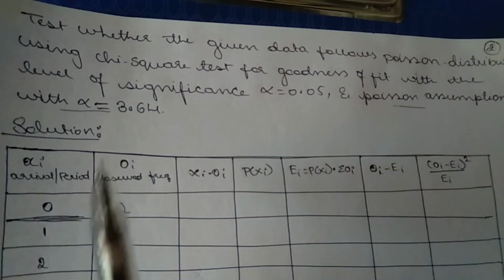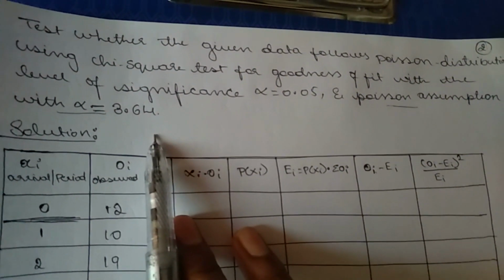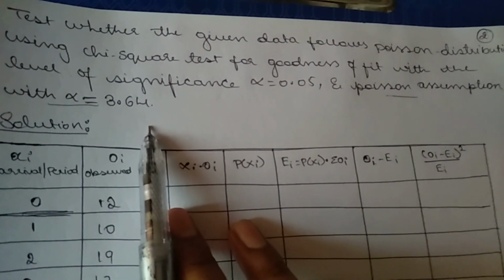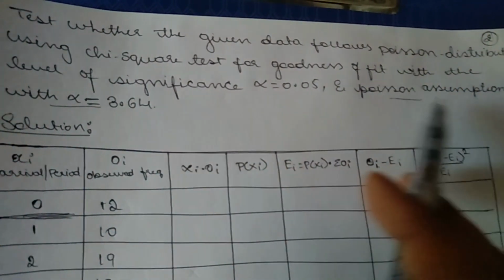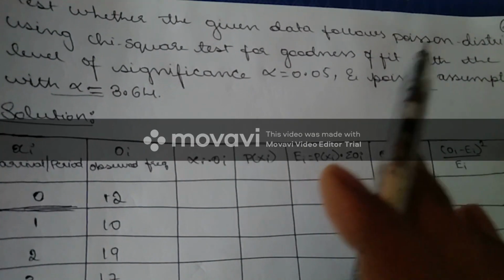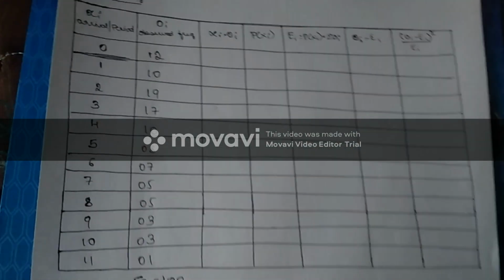Sometimes the Poisson assumption alpha will be given. Sometimes it is not given. I'll tell you how to calculate it if this Poisson assumption is not given. Okay. Now let me take the problem.